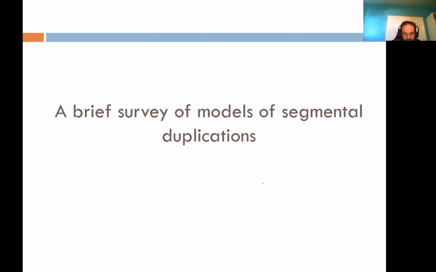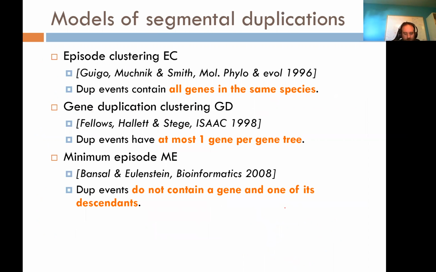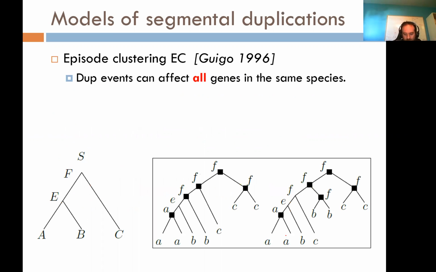Now I want to talk about a few models of reconciliation with segmental duplications. In the literature, you can find 3 main models that have been studied, and they all differ on, when you have multiple gene trees and you have your gene species mapping and the locations of duplications, what they define as a segmental duplication. Because you can define what you allow in a segmental duplication in all sorts of ways. I'll discuss briefly 3 ways to do this.